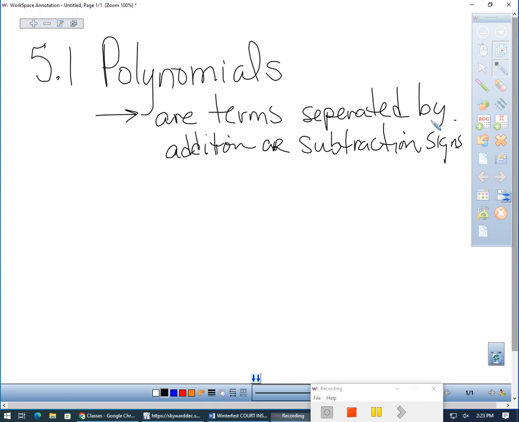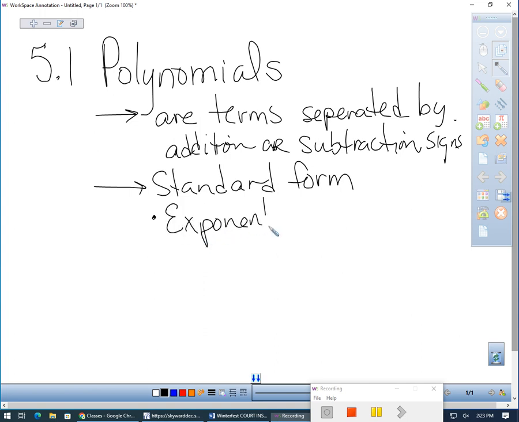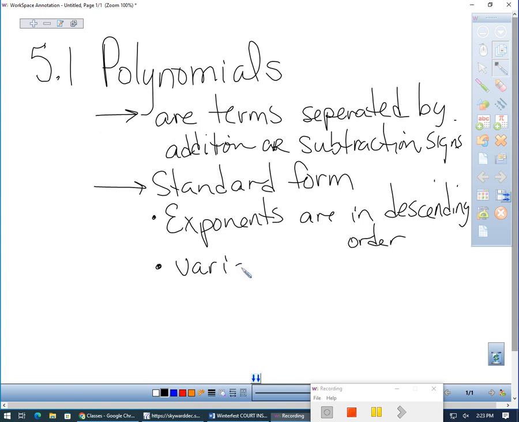A polynomial also has a form that's called standard form. And it follows two things in its standard form. A polynomial's standard form has its exponents in descending order. And the second rule that it follows for standard form is that the variables are in alphabetical order.